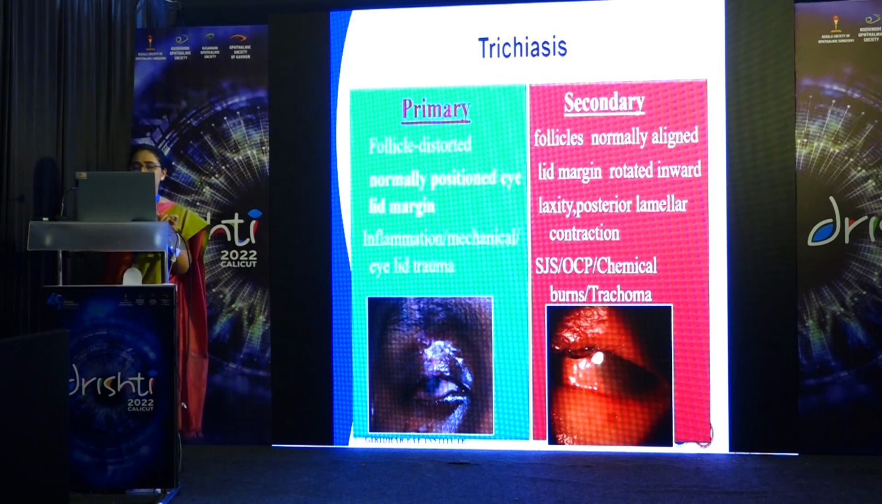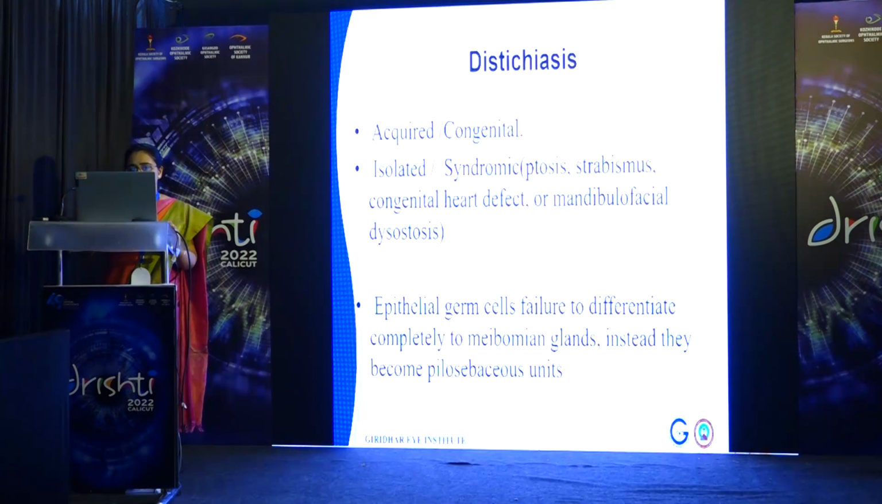So trichiasis can be either primary or secondary. In primary, the follicle is distorted, but the lid margin is normally positioned. Whereas in secondary, follicles are normally aligned, but the lid margin is rotated inwards, primarily associated with entropion. It's a sequela of SJS, OCP, etc. So dystrichiasis can be either acquired or congenital.